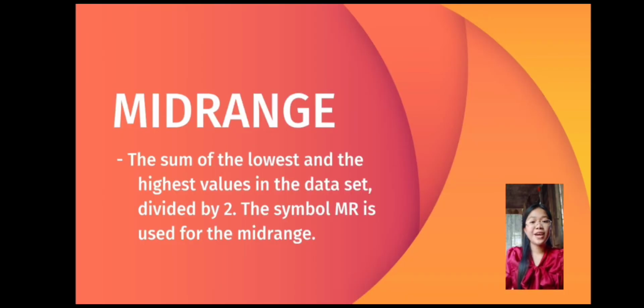So we have here another topic, which is the mid-range. The mid-range is defined as the sum of the lowest and highest value in the dataset divided by 2. Or in other words, the average of the lowest and highest values in the dataset. So the symbol MR is used for the mid-range.